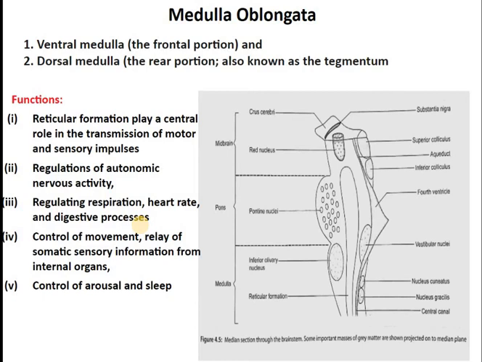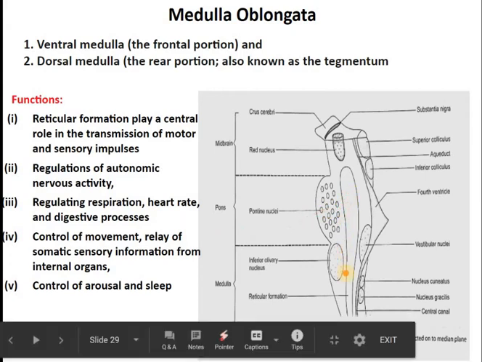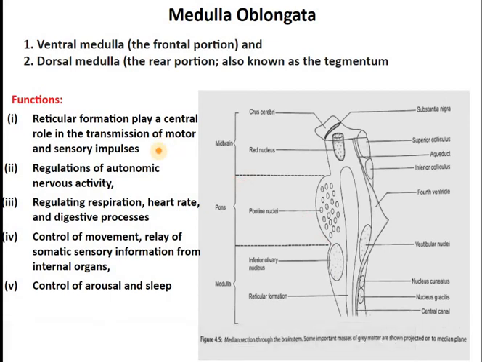Other than this, the reticular formation which is present in the medulla region plays an important role in the transmission of the motor and sensory impulses. What I told earlier also, whatever sensory inputs or motor inputs are passing near the medulla oblongata or pontine region, they give their connection towards this reticular formation.